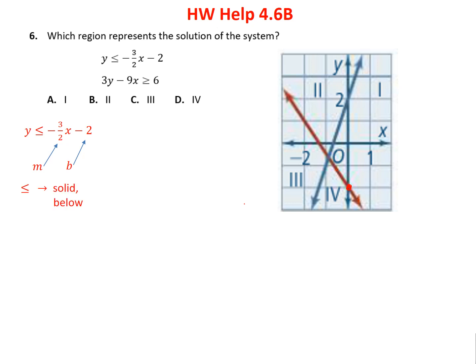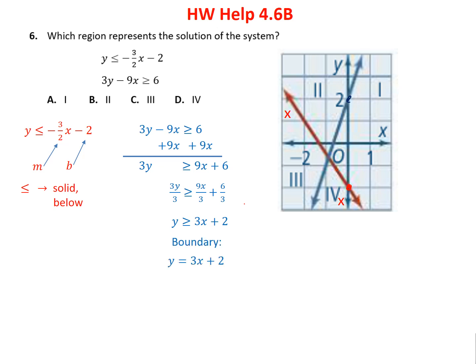Less than or equal means solid, shaded below. So I'm going to put an X here and an X here. So it has to be below the red line. That means the other one is my blue line. And so if I put this into this form, I can solve: y is greater than or equal to 3x plus 2. And you can see here, yep, there's my 2. There's a positive slope of 3. This, though, is greater than or equal, so it's solid above.